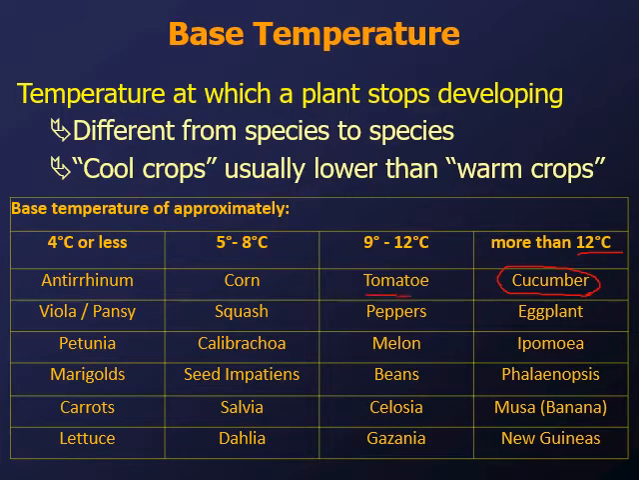Tomatoes 9 to 12, peppers similar, and then you go down here to the ornamentals. But in our crops, lettuce is a cool crop, 4 degrees C or less. That's the base temperature. It's not necessarily the happiest temperature, but it certainly doesn't mind it being on the cool side, which is why lettuce is often a spring crop fairly early.